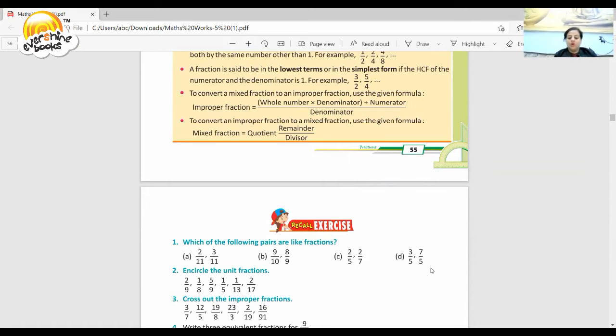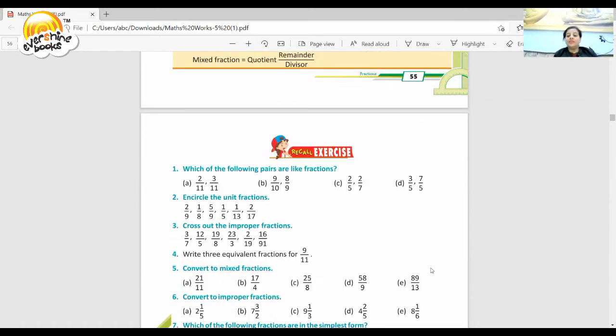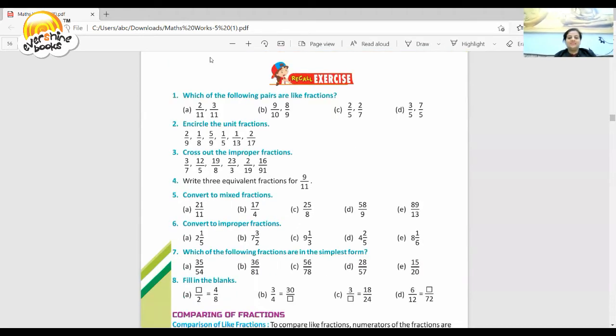So, first of all, we are going to do our recall exercises. So, let's start. What are like fractions? Like fractions are the numbers that have the same denominator. So 2 upon 11 and 3 upon 11 are like fractions.